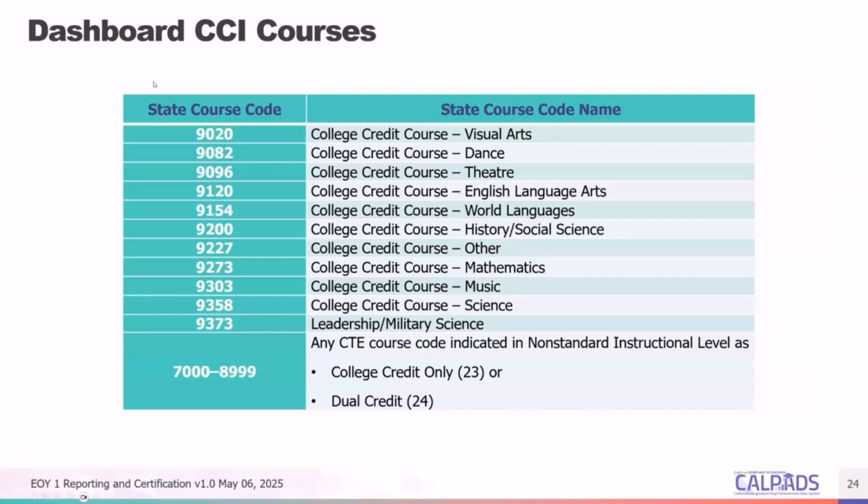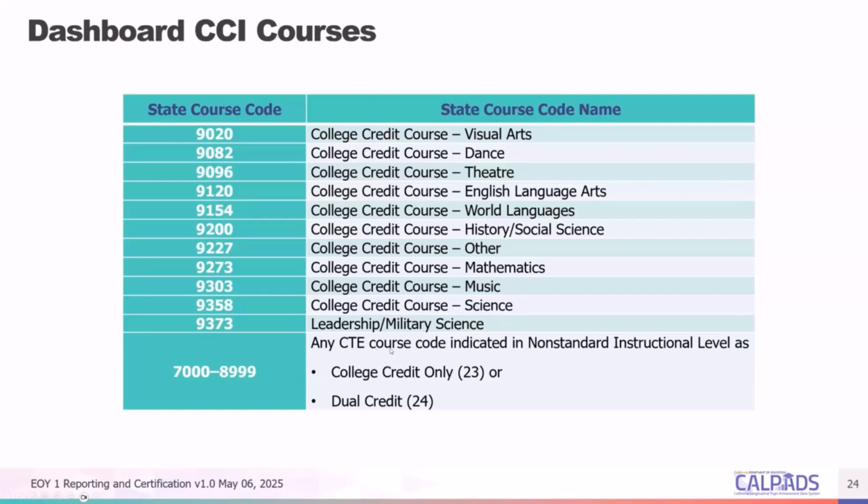And so when you think about your college courses, when I was saying college credit, these are the titles of every course. So I always say your student could be taking calculus in college. We don't care. It's college math. It doesn't matter if it's differential equations, any type of math in college they may be taking. It's going to be 9273. It doesn't matter what science they're taking. It's 9358. It's imperative that you code it with the college credit course for the CCI.